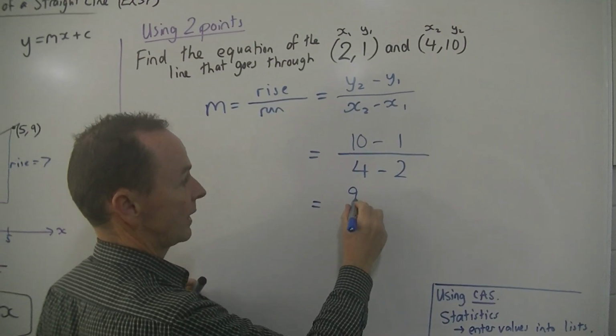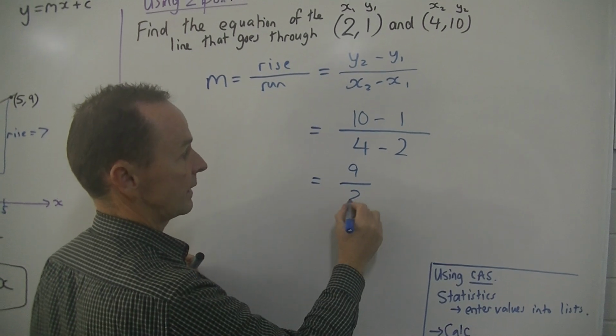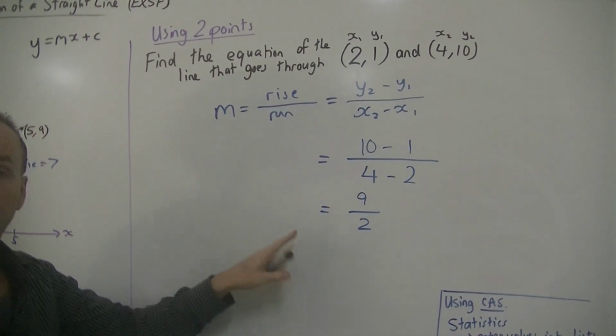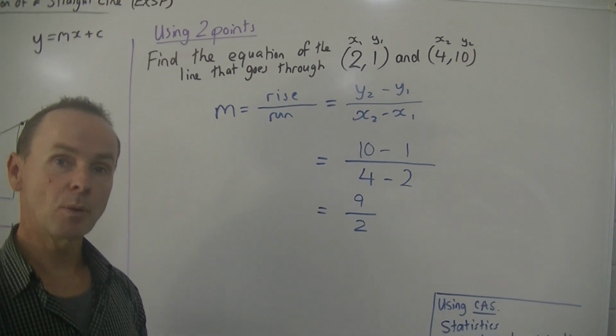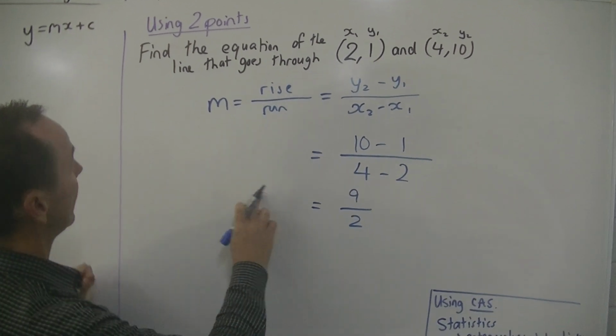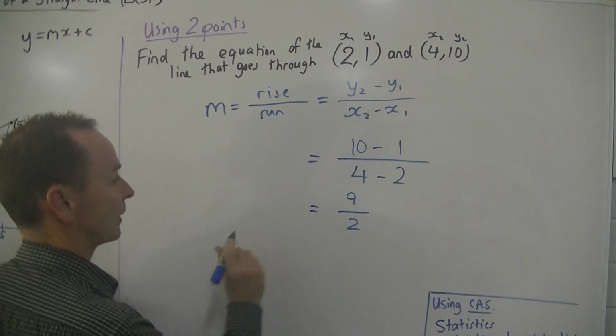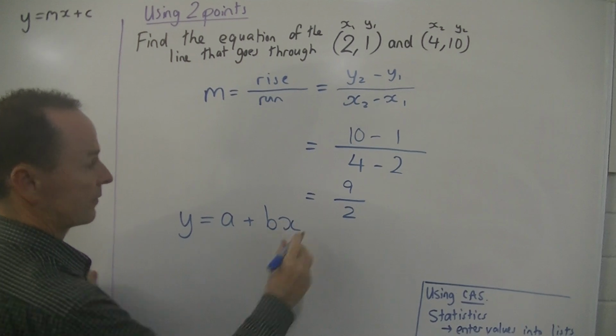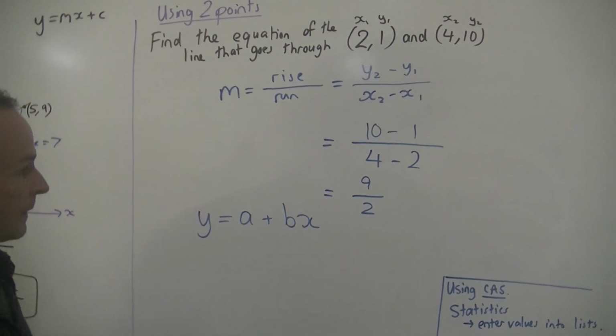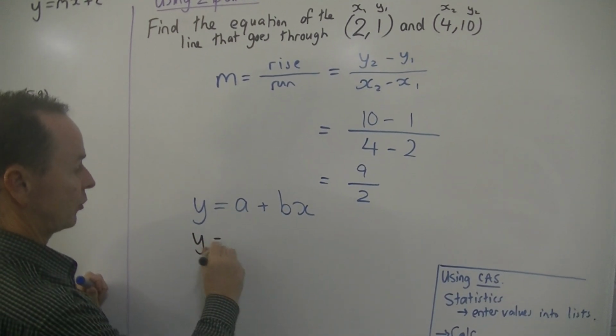10 minus 1 is 9, 4 minus 2 is 2. So we'll leave it as an improper fraction, so the gradient is 9 over 2. Now what we have to do is substitute. We'll call it b now, because we'll put it into our formula. So we've got y equals a plus bx. We know our value of b is 9 over 2, so we'll substitute that in.